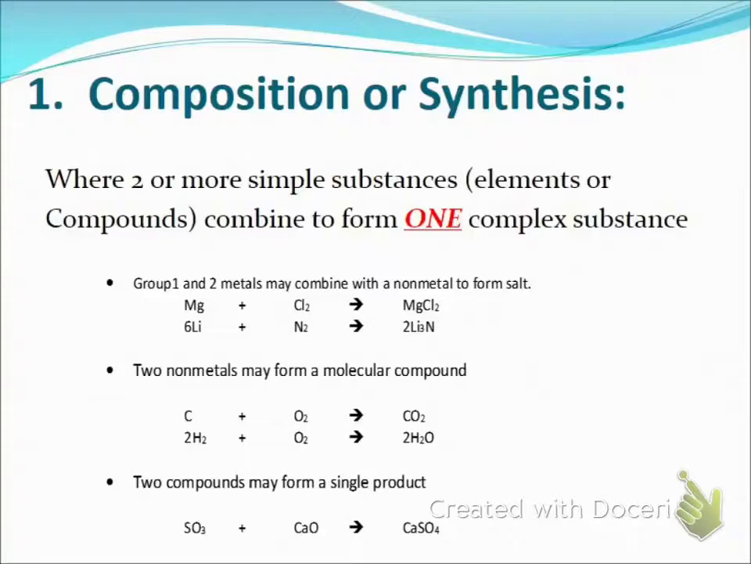The way that you will recognize if something is a composition reaction is it'll make just one product, okay? So you'll have 2 or more simpler substances forming one product only, okay? And I'm not going to insult your intelligence and read what's up there because you're all capable of reading. But these are some guidelines on what some of these things do when they react, okay?